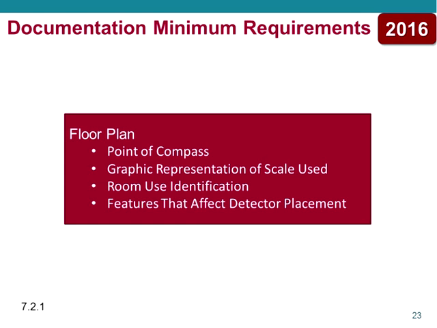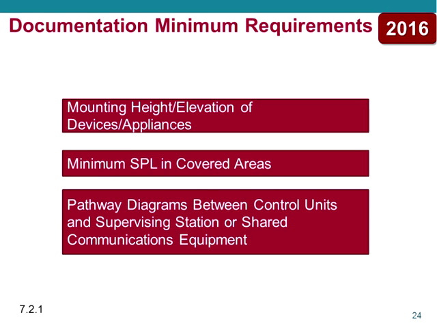Things like conference rooms and restrooms have to be identified so that we know that visible signaling will be required in those rooms. And then any features that affect detector placement, such as heating, ventilating, and air conditioning supply and return ducts, or ceiling heights, or partitions that extend to within 10% of the ceiling, and so on. So we need to make sure that the floor plans provide the information that is necessary so that we can properly design the system.